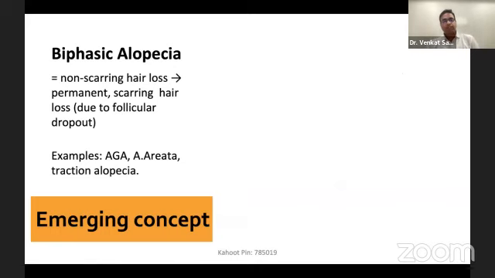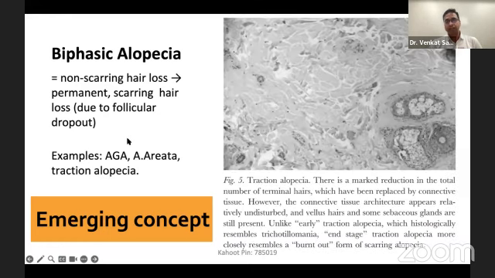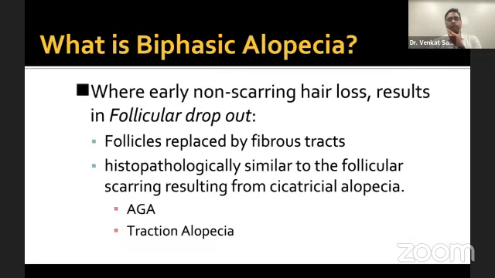Now biphasic alopecia is an emerging concept where non-scarring hair loss, when chronic, leads to permanent scarring hair loss due to follicular dropout. When there is chronic inflammation, or if the hair follicle is subjected to hormonal or inflammatory factors, and the lower segment is absent for a long period, even the bulge for some reason gets affected in chronic cases of androgenetic alopecia, alopecia areata, and traction alopecia. This is called biphasic alopecia. This is a textbook example of traction alopecia where there's scarring. So this is an emerging concept. In biphasic alopecia there's follicular dropout and the lower half of the follicles are replaced by fibrous tracts, histologically similar to follicular scarring resulting from cicatricial alopecia. So in end stages of AGA, androgenetic alopecia, and traction alopecia, it looks like cicatricial alopecia.